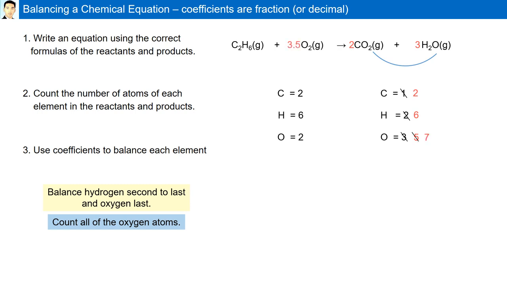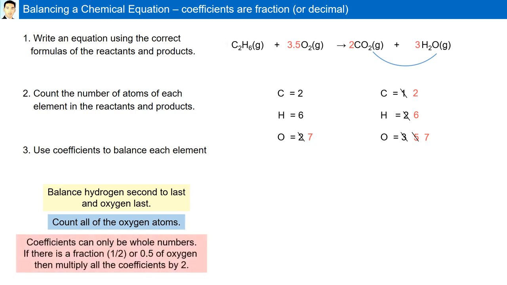Now, balancing the oxygen last. We have only 2 oxygen on the reactant side. We add a coefficient of 3.5. 3.5 multiplied by 2 gives us 7, which balances our equation. However, coefficients can only be written as whole numbers. If there's a fraction such as 0.5 in decimal format in front of oxygen, we can multiply all the coefficients by 2.